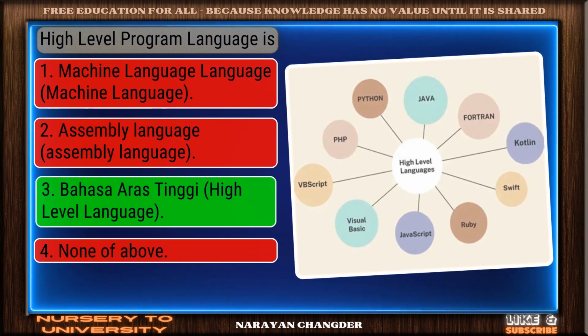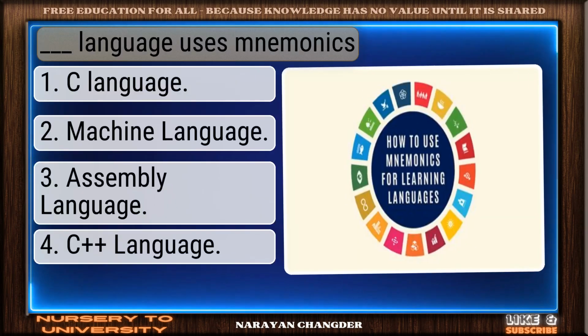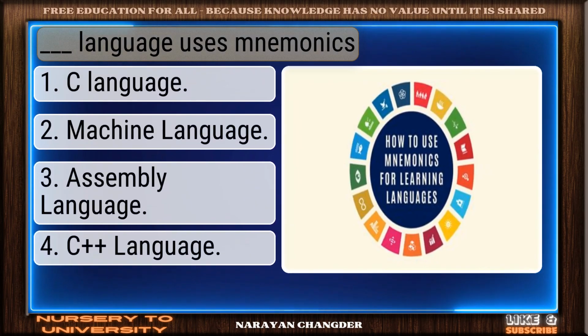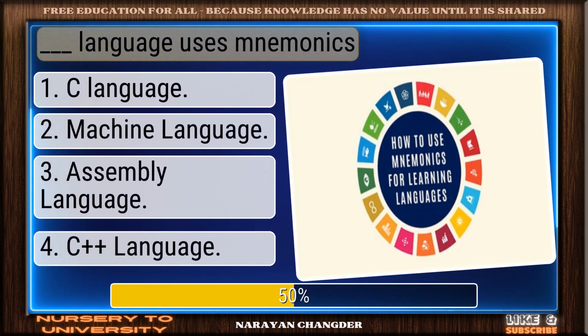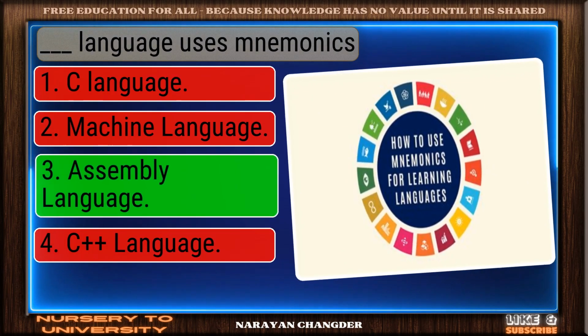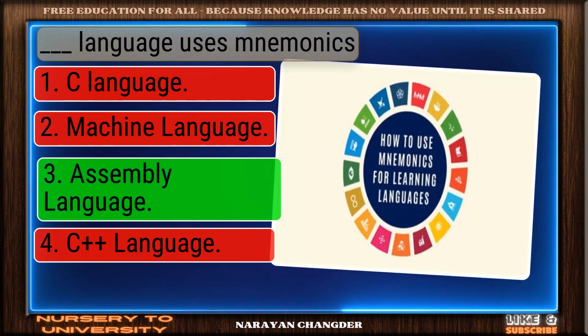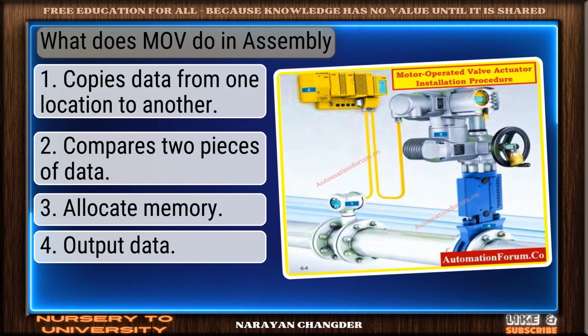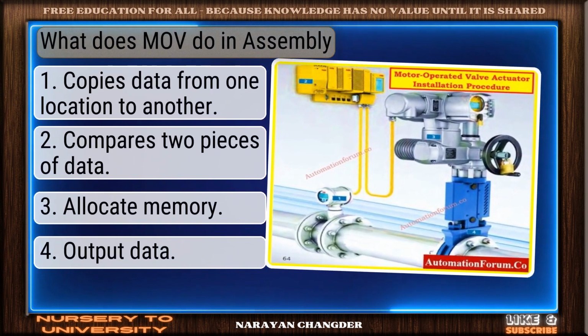Correct. Bahasa Aras Tinggi is the right answer. Question number 74. Dash language uses mnemonics. Sharp thinking. Assembly language is the right choice. Question number 75. What does MOV do in assembly?